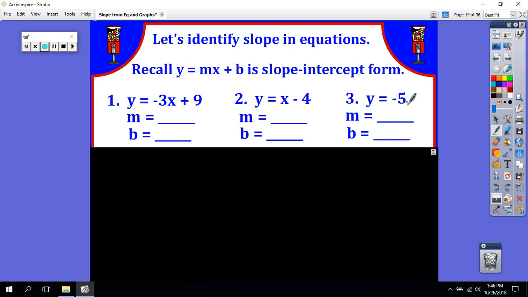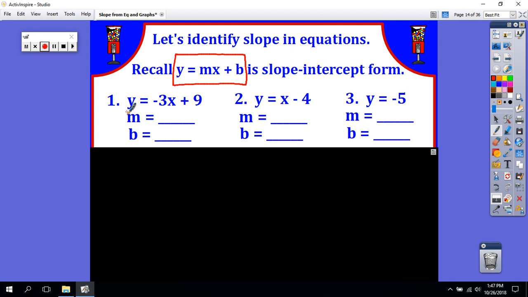All right, on your paper it says finding slope given an equation in slope-intercept form. So now I've given you the equation, you copied them down on your paper. They want us to find the slope. Which letter is the slope? M. And they also want us to find the y-intercept. What letter is the y-intercept? B. So here is our equation. Y equals mx plus b. We're going to apply that in number 1.